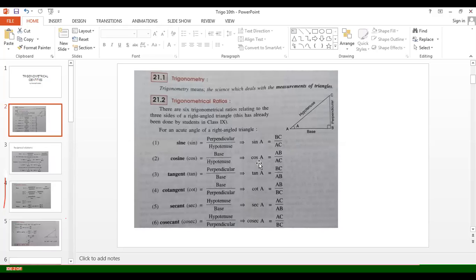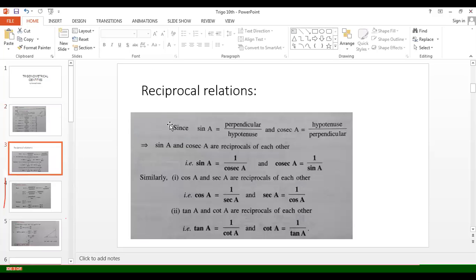Cos would be base upon hypotenuse. What is the base? Base would be AB and hypotenuse would be AC. So that is AB upon AC. We've already learned this: sine, cos, tan, cot, sec, cosec, isn't it? One can remember O, A, OA, and then AO, Ha, and Ho. I hope you understood this slide. It's very, very simple. Next, we have something called the reciprocal relation.